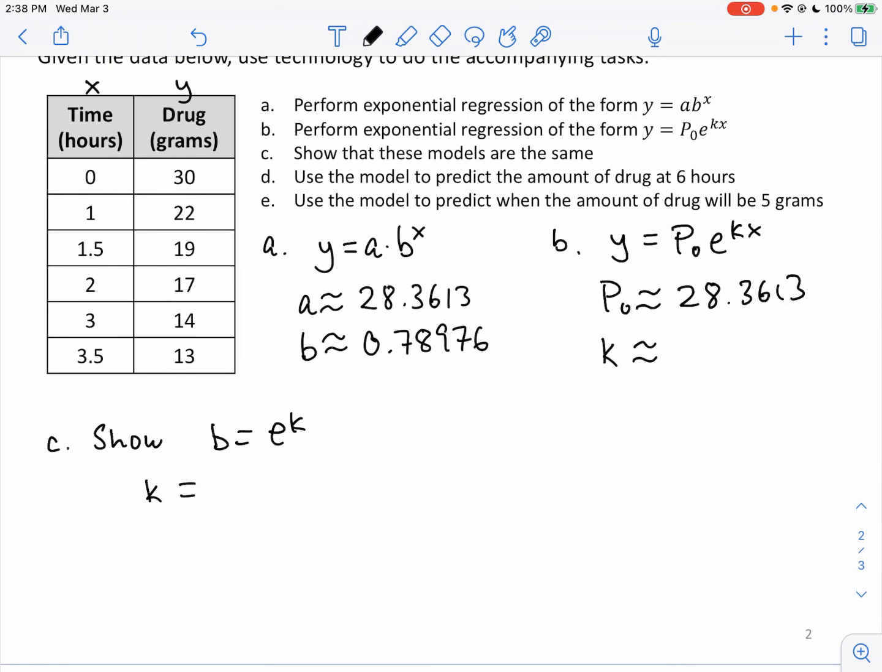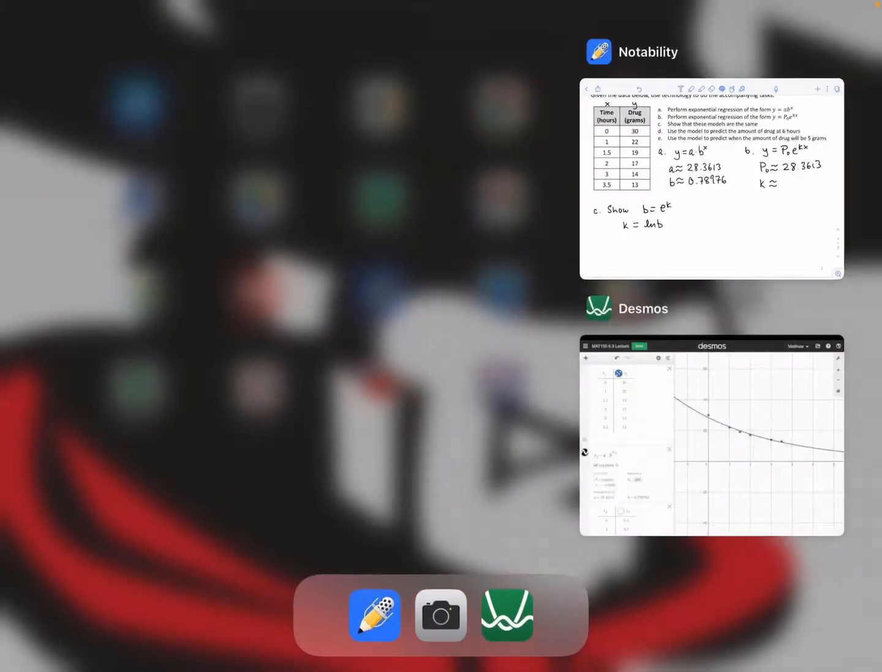It should be that k is equal to the natural log of B. Just convert B equals e to the k to exponential form. And so I could predict k right now by doing the natural log of B, but we'll do that in a moment. We'll do it both ways. Just keep that in mind as we type in a new regression model.